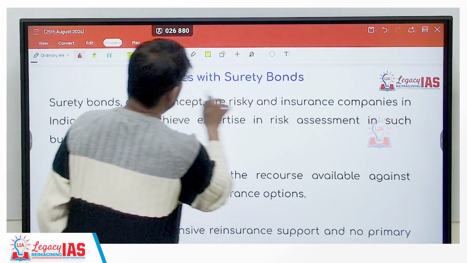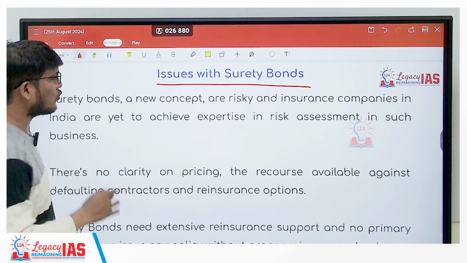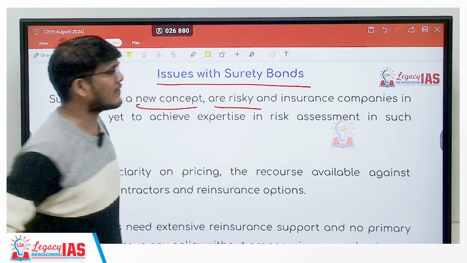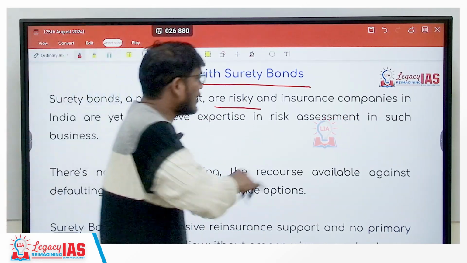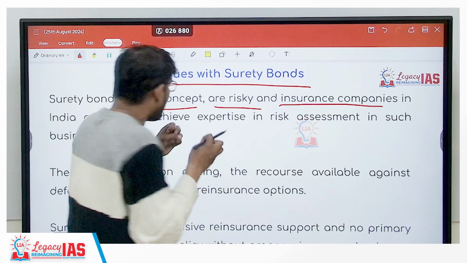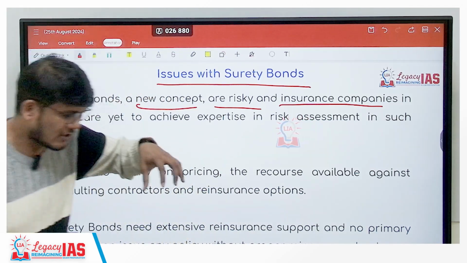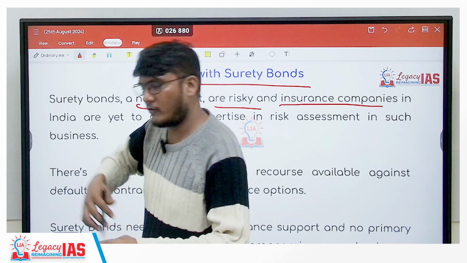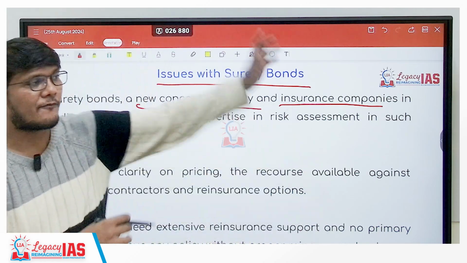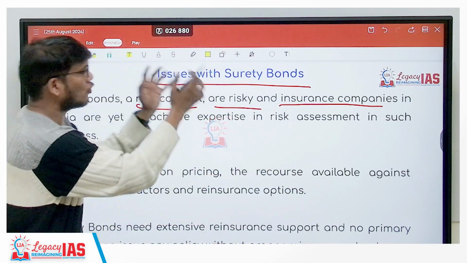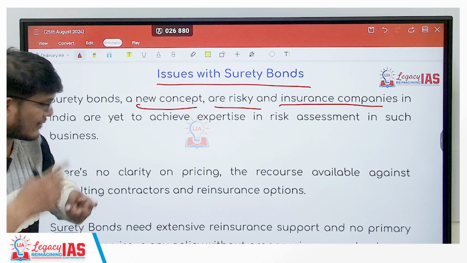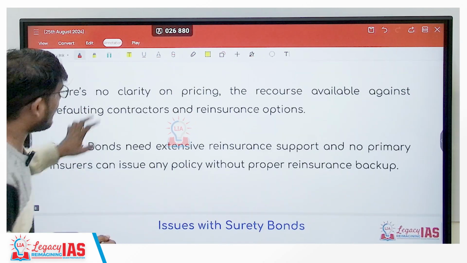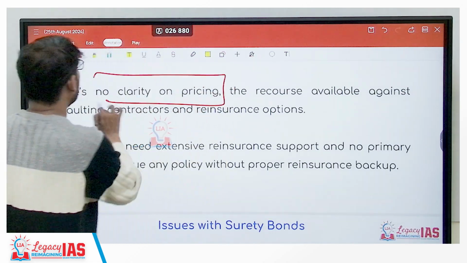But then there are some issues with it. What are the issues? It is a new concept and a risky concept, and our insurance companies do not have this particular expertise in risk management. They have health insurance, life insurance, accident insurance, but with respect to infrastructure development projects and surety bonds, the expertise and the experience is still not there, because of which we do not have clarity on pricing.